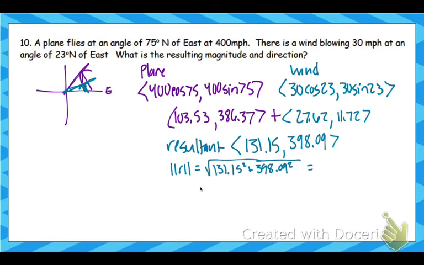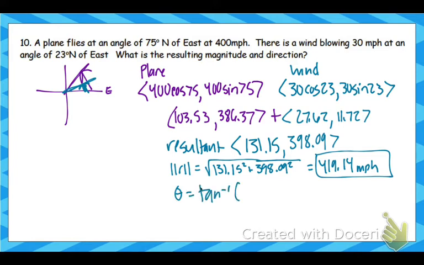And that gives me a magnitude of 419.14 miles per hour. Let's find the direction. Tan inverse, y over x, so 398.09 over 131.15. We do not need to add 180 because this is in the first quadrant.